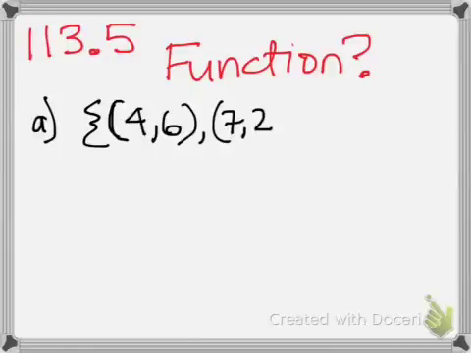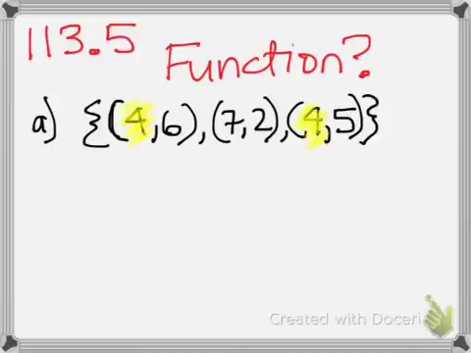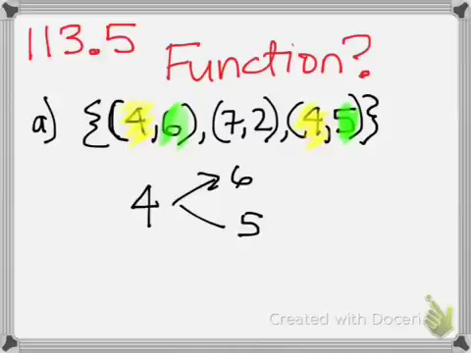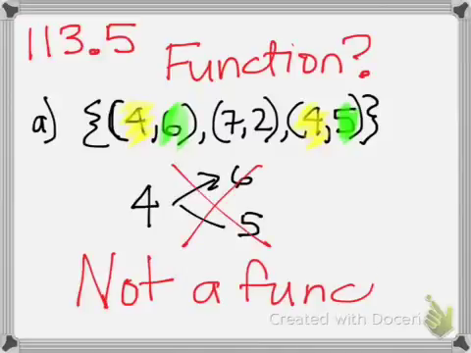Is this a function? Okay, so the first thing I notice is I have the same input here, so that's kind of a red flag, because remember, whenever you have an input, you want one and only one output. So when I look here, 4 maps to 6, and then 4 maps to 5. It's kind of unpredictable. If I put in a 4, what am I going to get out? Not sure. So in that case, since 4 maps to more than one thing, it's not a function.